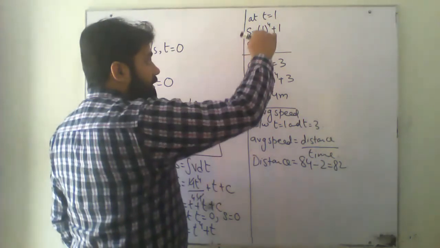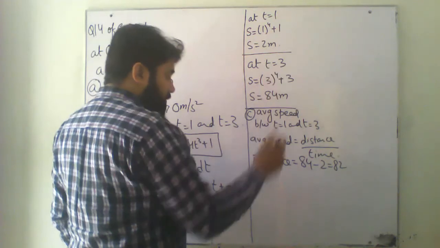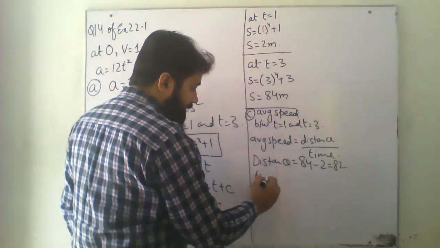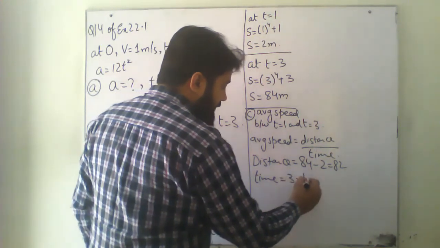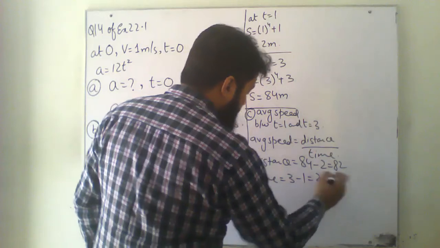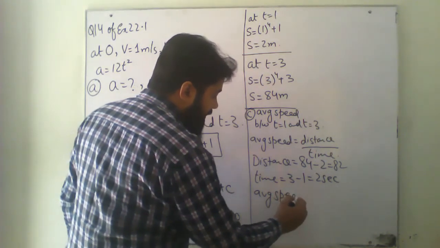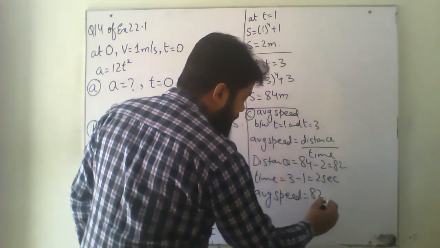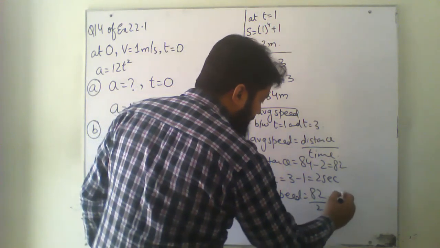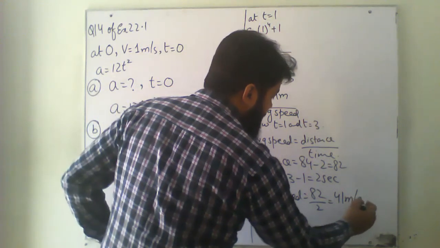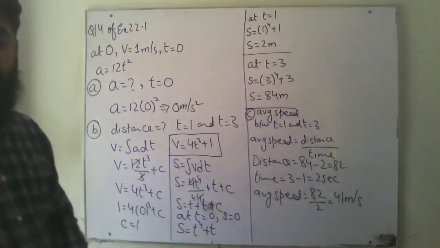And from t equals 1 to t equals 3, my time will be equal to 3 minus 1, that is 2 seconds. Okay, so what will be my average speed? My average speed will be 82 divided by 2, and that will be 41 meter per second. This is your answer.